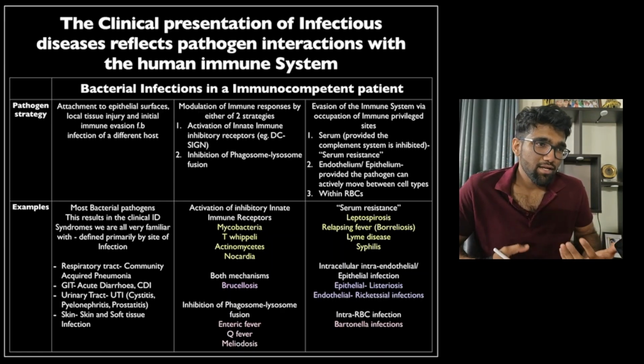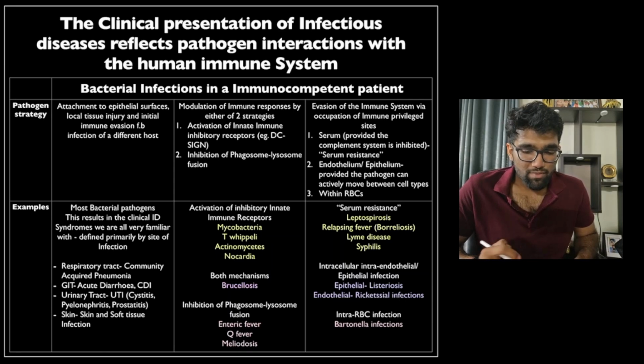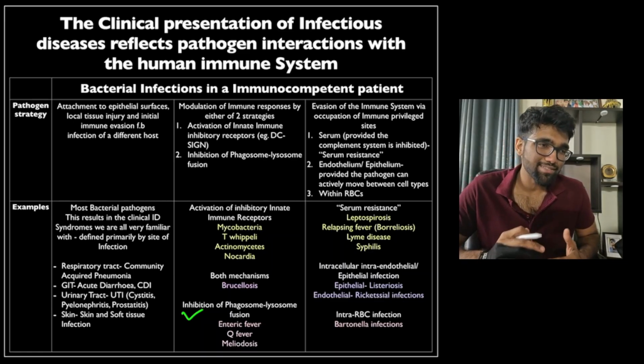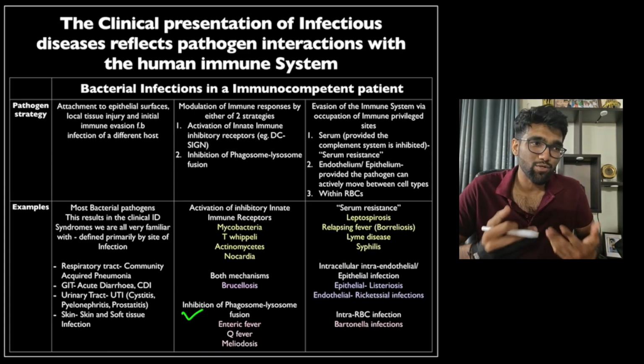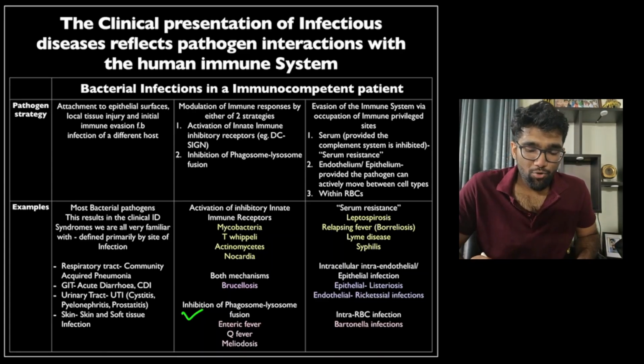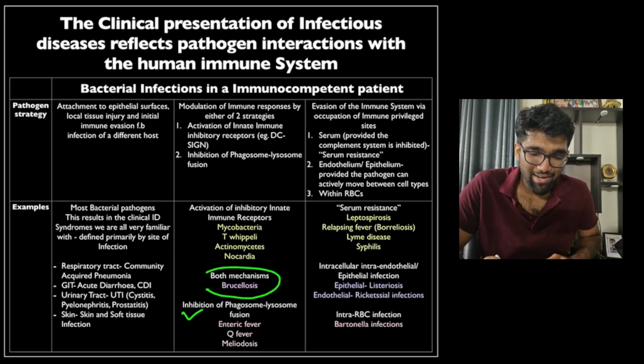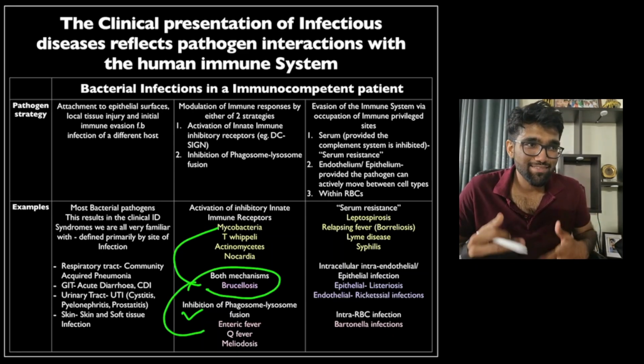actinomycosis, and nocardial infections. Now inhibition of phagosome and lysosome fusion, the master of the art is actually enteric fever, that is typhoid, and Q fever. Okay, and to some extent melioidosis also. We'll see melioidosis also has an ability to move from one cell to another actively. Okay, now both these mechanisms are there in case of brucellosis, and clinically brucellosis can at times look like mycobacterial infections and at times can look like enteric fever. So that's why that happens.